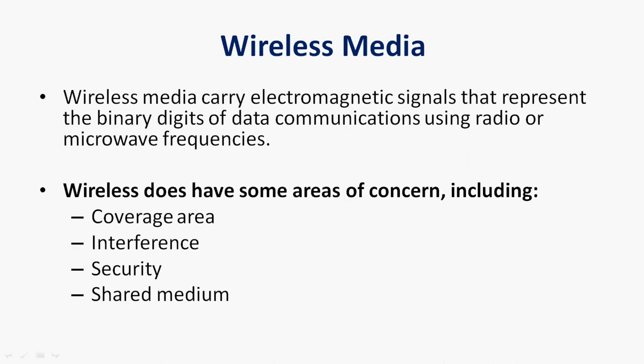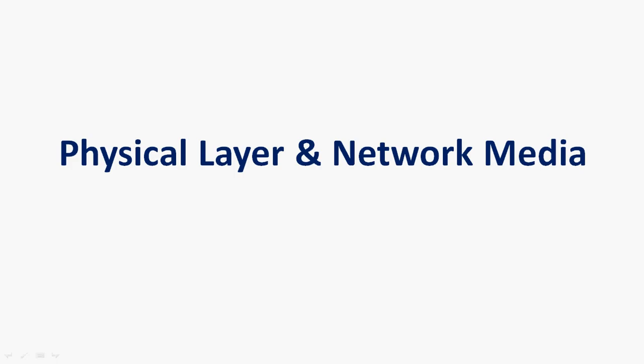Finally, we will go to wireless media. Wireless media carry electromagnetic signals that represent the binary digits of data communications using radio or microwave frequencies. Wireless does have some areas of concern, including coverage area, interference, security, and shared medium. Right, so that's all in this topic, that is physical layer and network media.